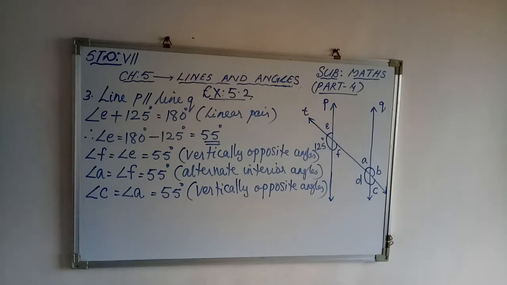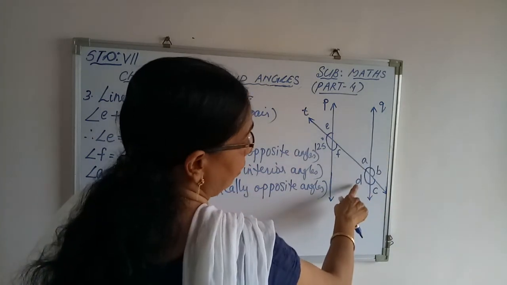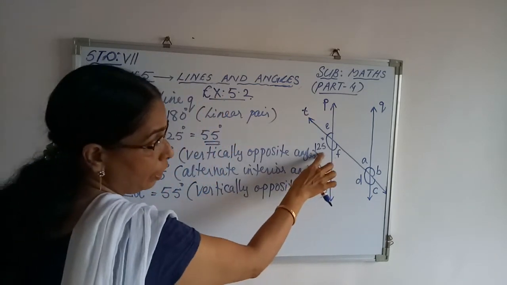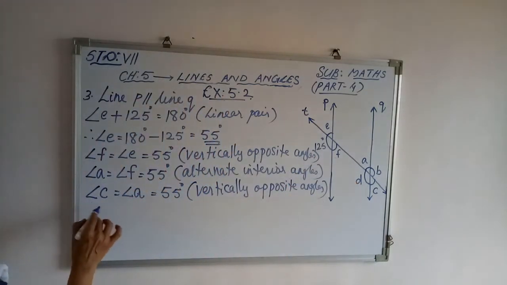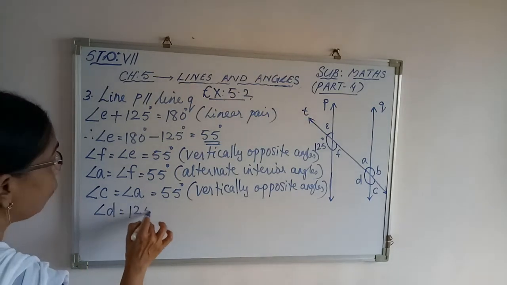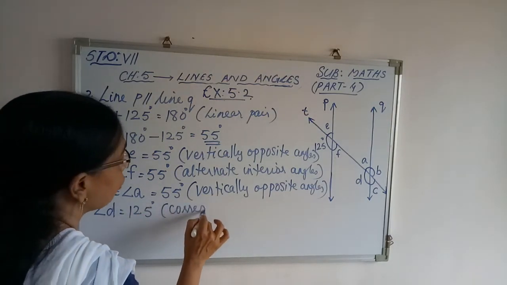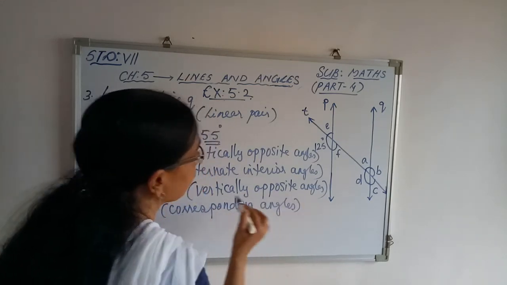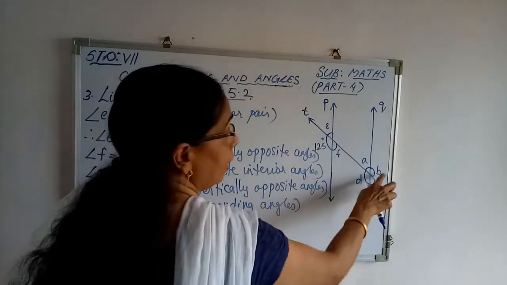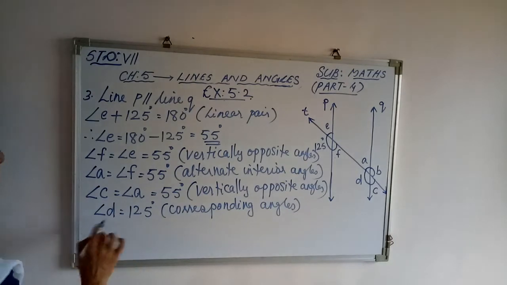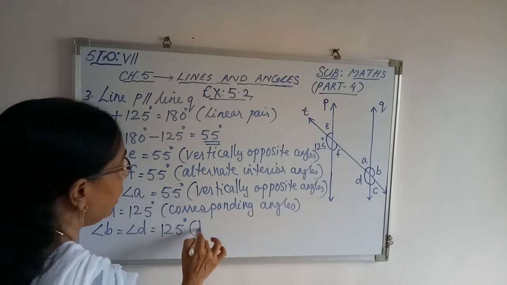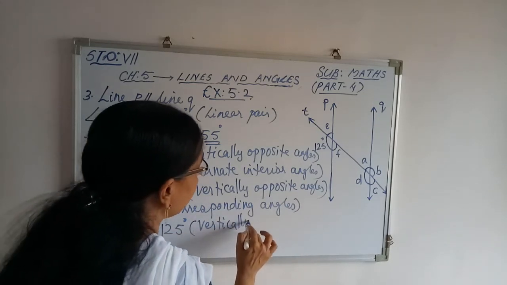Now see, what about angle D then? Two parallel lines, D and 125, isn't it? They are corresponding angles. So we can write angle D is equal to 125 degrees. The reason? Corresponding angles. Now, if D is 125, what about B? D and B are vertically opposite angles. So we can write angle B is equal to angle D, that's equal to 125 degrees. Reason? Vertically opposite angles.